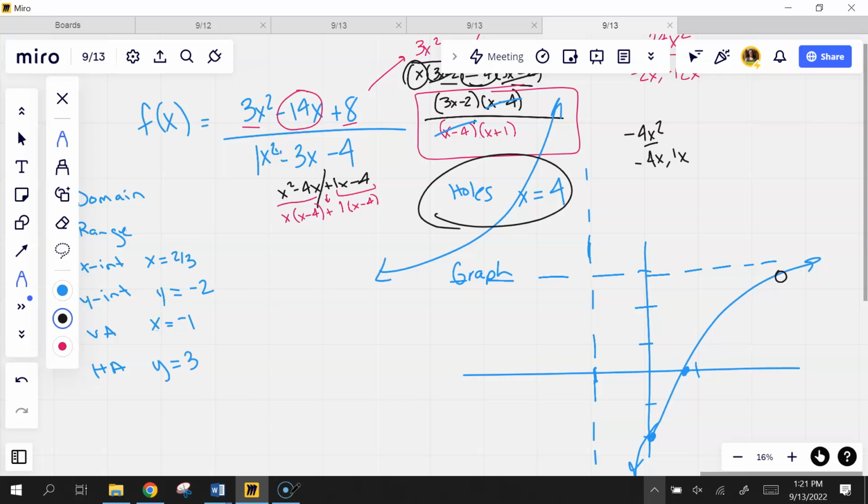So my x-intercept and y-intercept were my points. This is the x-intercept, and this is the y-intercept. Now, domain and range is what you asked me. So domain is left to right. So -infinity to -1. Then I pick up at -1, and I go until I get to that hole at 4.